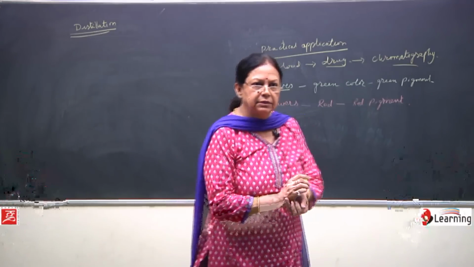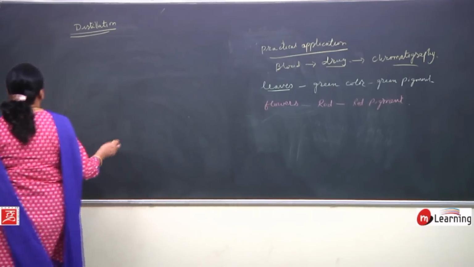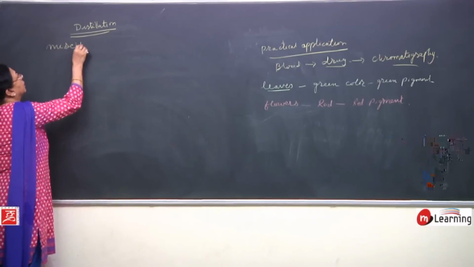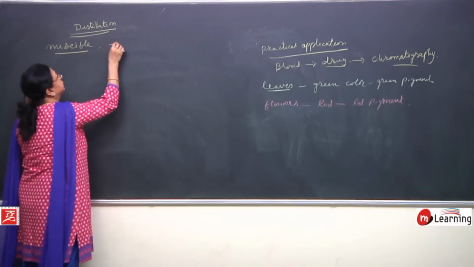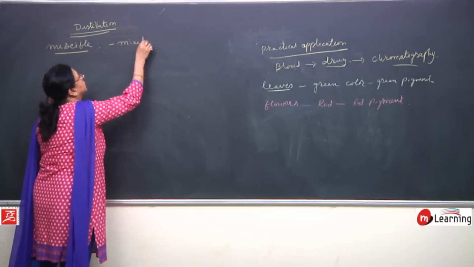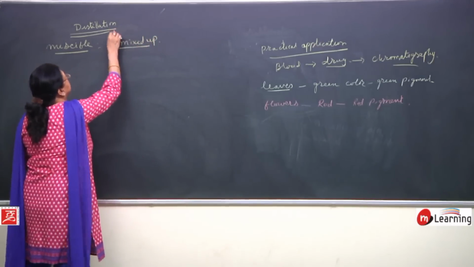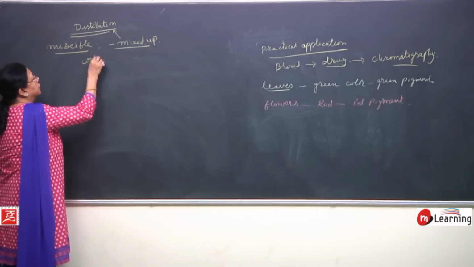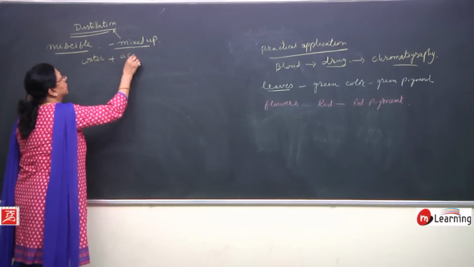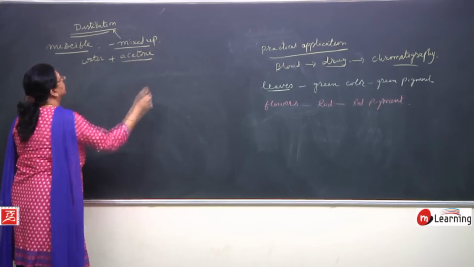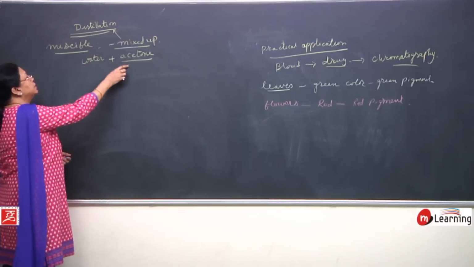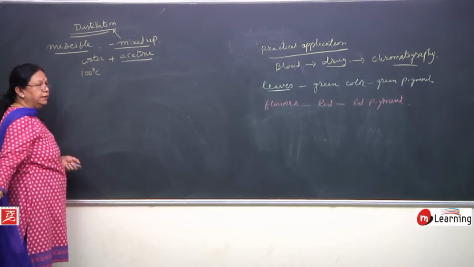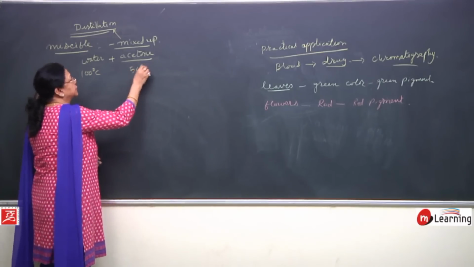So, in this, what happens? Those liquids which are miscible, miscible means they get mixed up with each other, are separated by the process of distillation. For example, if you have a mixture of water and acetone. Acetone is an organic solvent. It is also liquid. Water, you all know that it is liquid. Its boiling point is 100 degrees and the boiling point of acetone is 56, right?